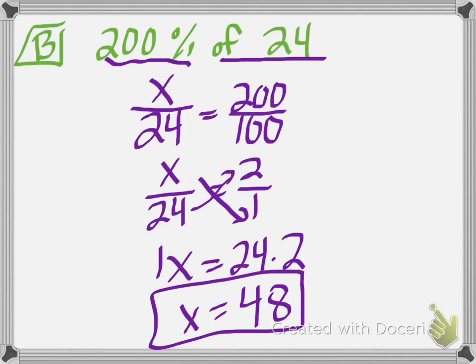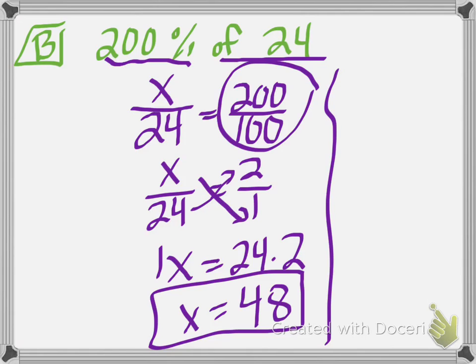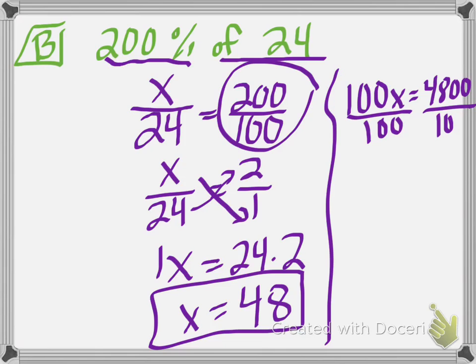If you didn't simplify this 200 over 100, I'll do it over here, you would get 100x equals 24 times 200, which is 4,800. When you divide it by 100, you still get the answer of 48. Okay, so both ways work. It just depends on you and how you see it as a mathematician.